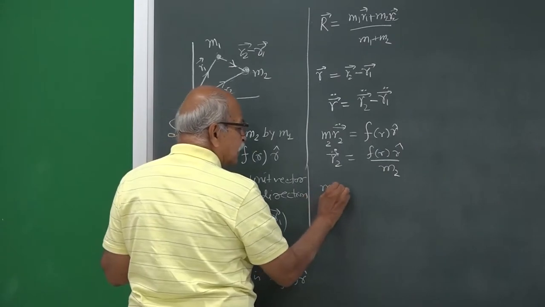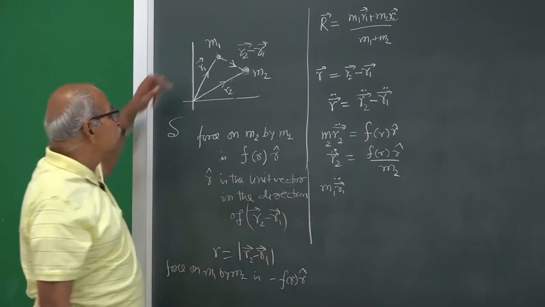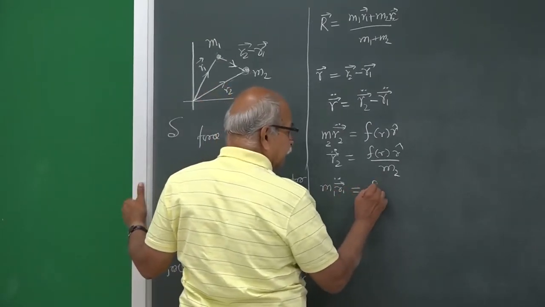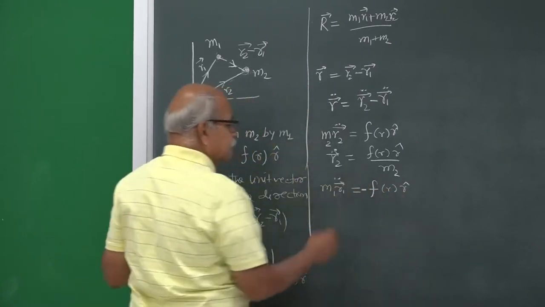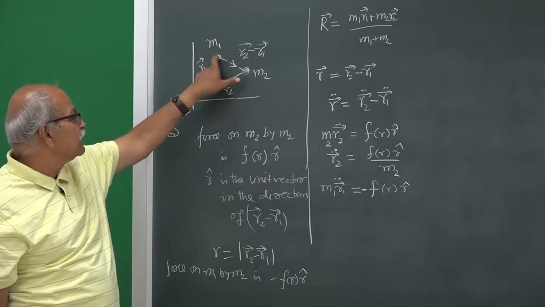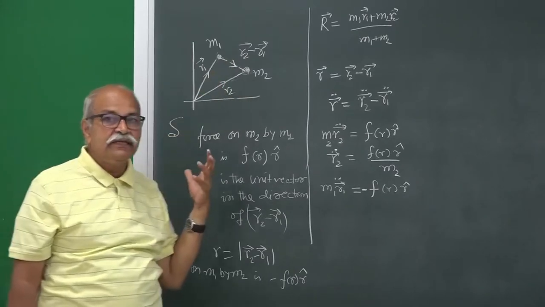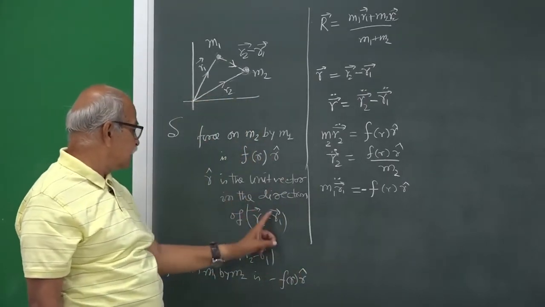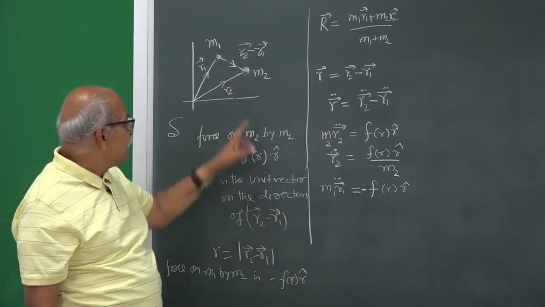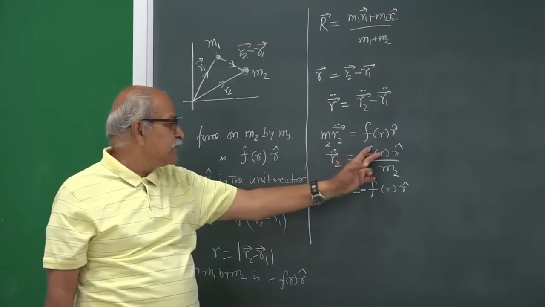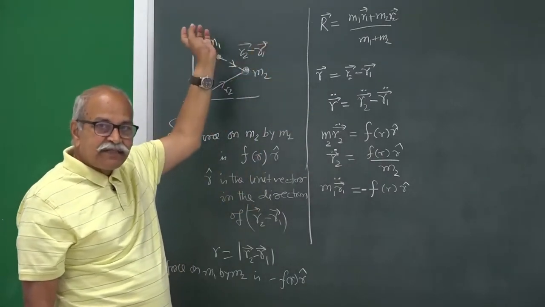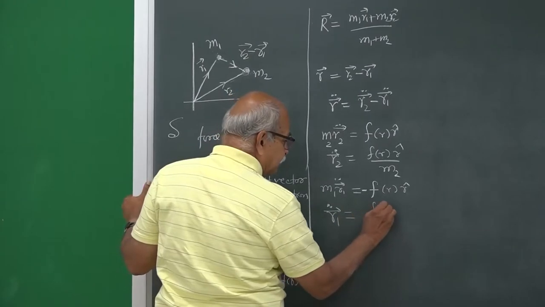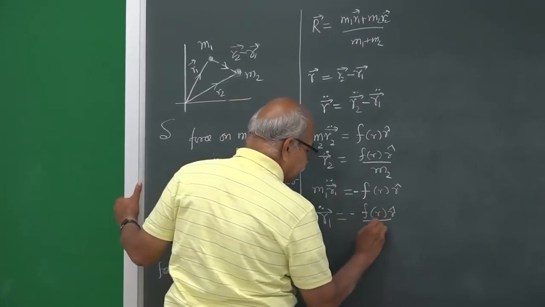And similarly, m1 r1 double dot, the acceleration of the first particle as seen from the inertial frame of reference, multiplied by mass, should be Fr r cap with a minus sign. By Newton's third law, the force on m2 because of m1 and the force on m1 because of m2 are equal in magnitude and opposite in direction. Our r cap vector is already defined as the unit vector in the direction of r2 minus r1. So on m2 it is r cap, and on m1 it is minus r cap. Of course, this Fr can be positive or negative, depending on whether it is attractive or repulsive. So r1 double dot is equal to minus Fr r cap divided by m1.